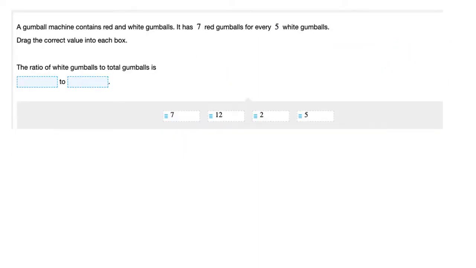All right, a gumball machine contains red and white gumballs. It has 7 red gumballs for every 5 white gumballs. Drag the correct value into each box. The ratio of white gumballs to total gumballs is, so white gumballs, we had 5 white, so we would put the 5 here, to total gumballs. Total gumballs is not 7, that's the red. So total would be 7 plus 5, which is 12. So 5 to 12 would be the ratio of white to total.